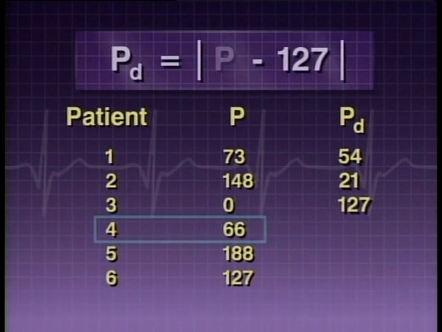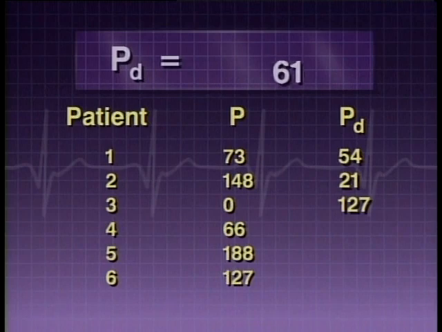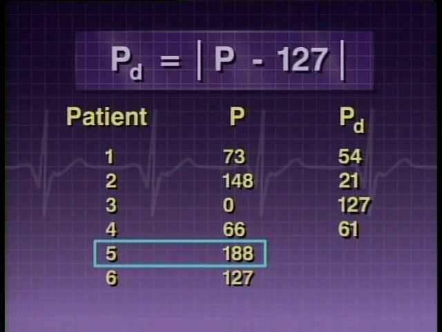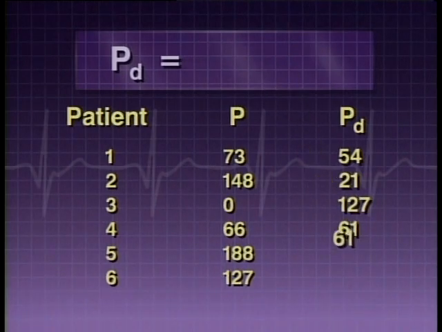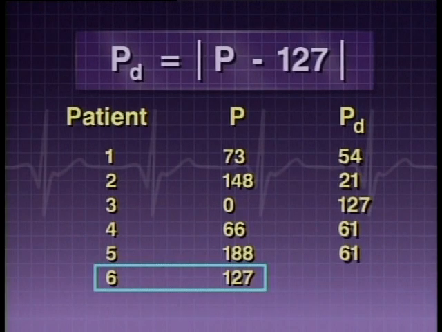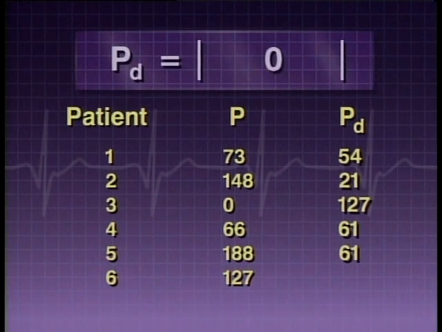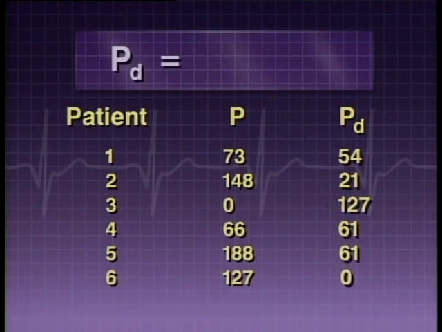With a pressure of 66, the index value for the next patient is 61. And with a pressure of 188, the fifth patient's index value is also 61. One patient's pressure is too low, the other too high, but they're equally dangerous. With a pressure of 127, the last patient's index value is 0, meaning this patient's pressure is exactly normal. Converting blood pressure readings into index values such as these is useful. They can be added to index values for other health indicators, such as the level of oxygen in the blood, to give a single number that sums up a person's health.